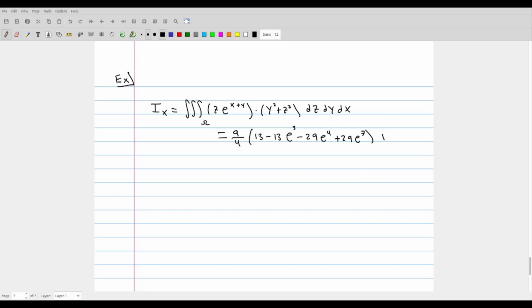The units of a moment of inertia are in kilogram meters squared, and this will be approximately equal to 67,435.